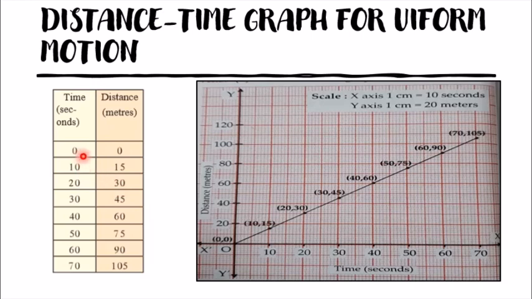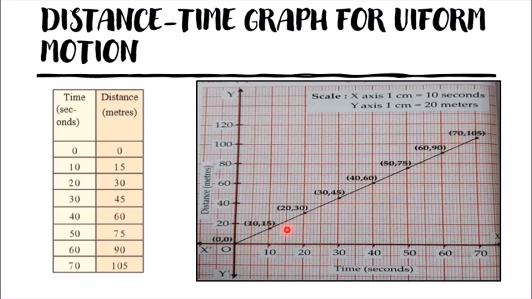First is 0, 0. So time will be 0 and distance will also be 0. So our first point comes here. Second is 10 and 15. So on time we will take 10 and from distance we will take 15 and our common point comes here. Then second is 20, 30. So we will plot 20 from time and 30 on distance. And so on we will plot all the points.